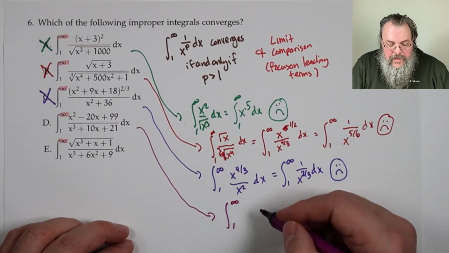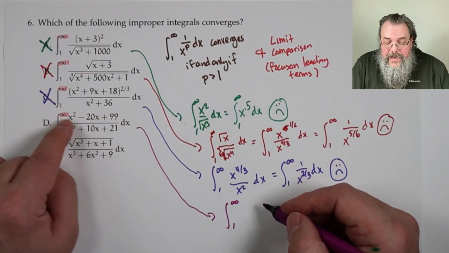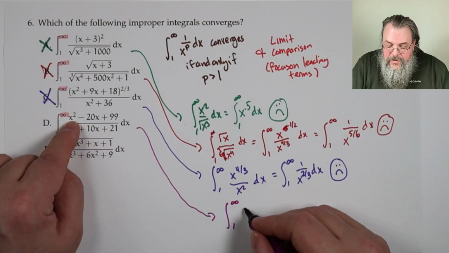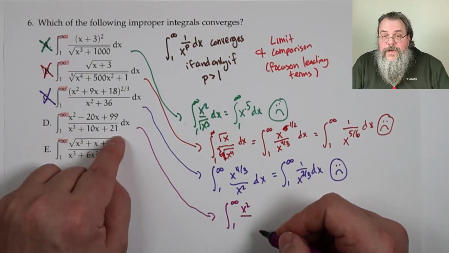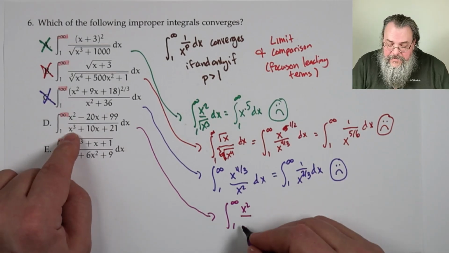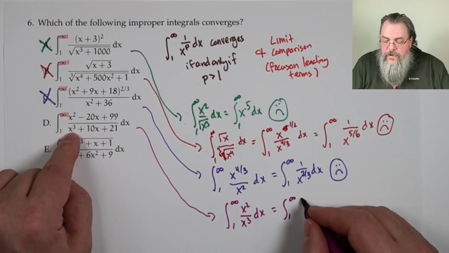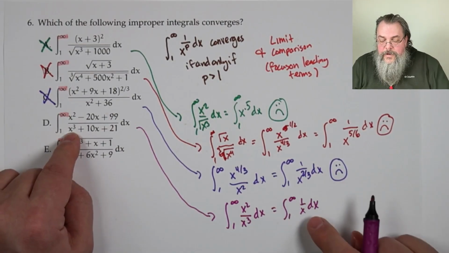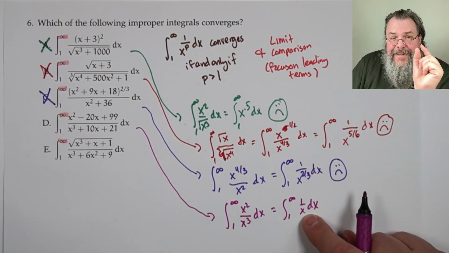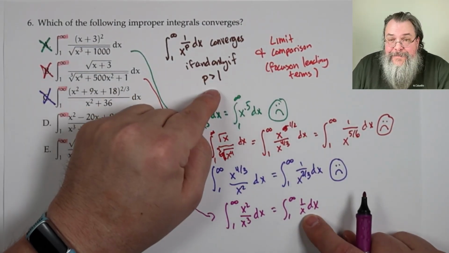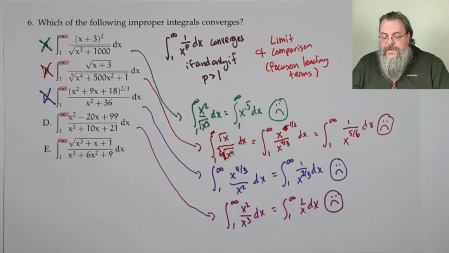1 to infinity. Okay, we have our x squared versus 20x versus our 99. X squared drives the behavior, so that's how the top is behaving. Downstairs, we have an x cubed, a 10x, and a 21. X cubed drives the behavior. We say, well, hey, that's like 1 to infinity of 1 over x. Oh, well, that's like p equals 1. Right on the line, but 1 is not bigger than 1. So it's barely going to fail. So this will also diverge.